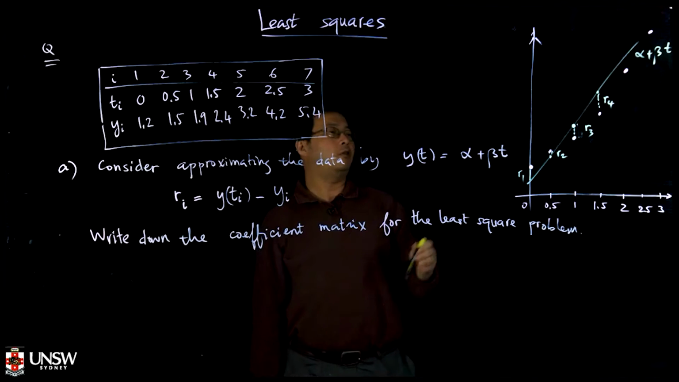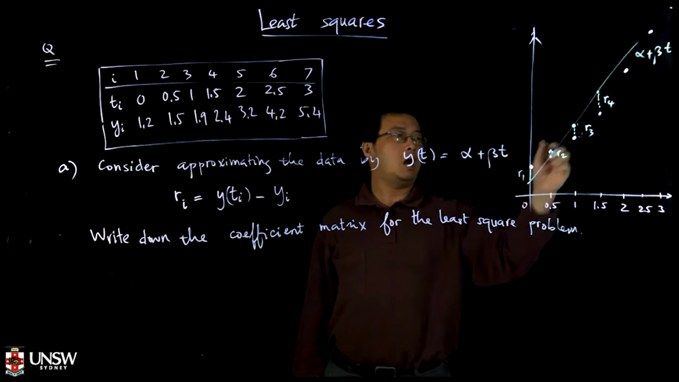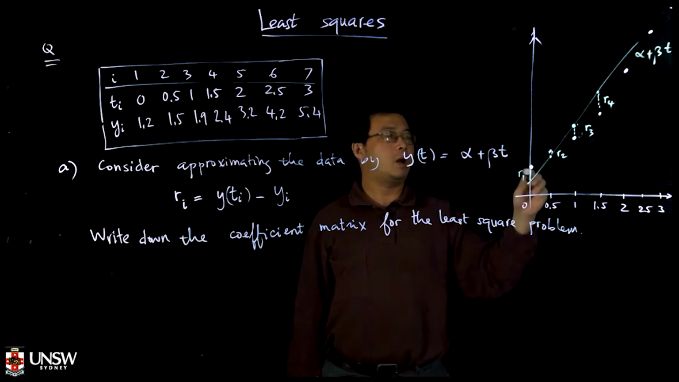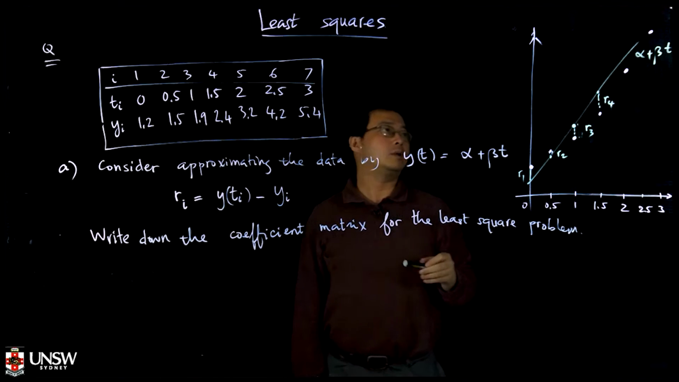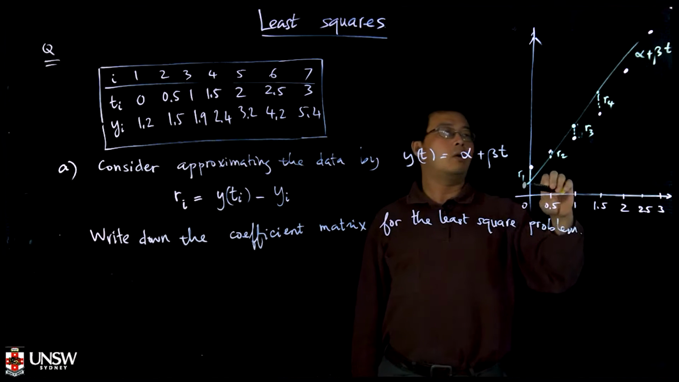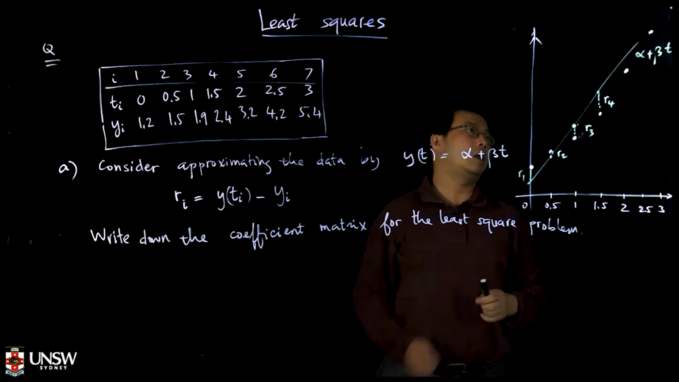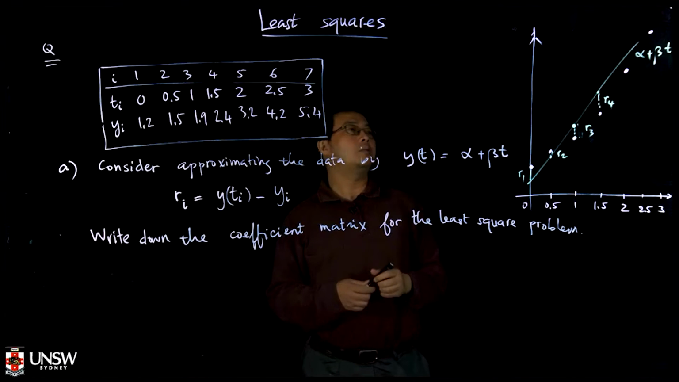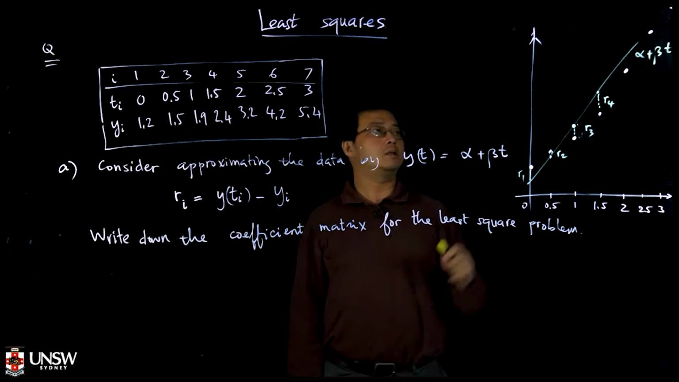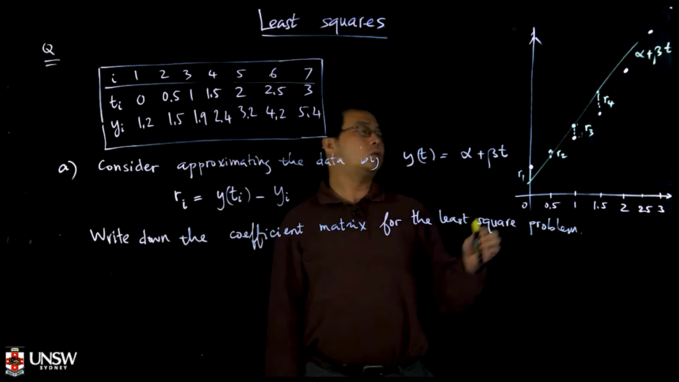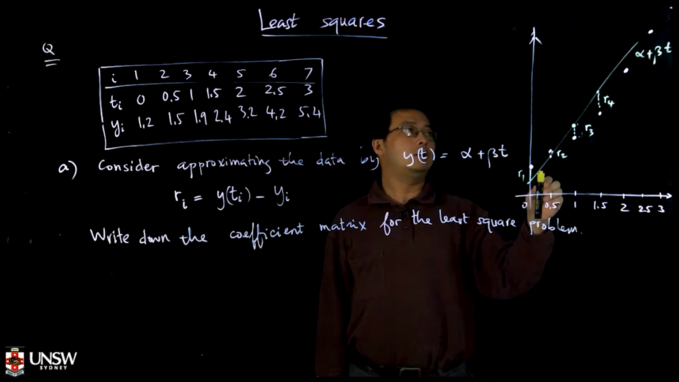So for 2 points, there's only one line that goes through the 2 points. But now we have 7 points. There is no line that goes through 7 points unless they're on the same line. But here those points are not on the same line. So now, which one is the best line?